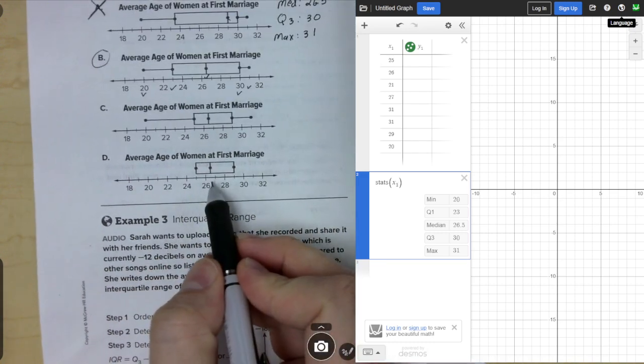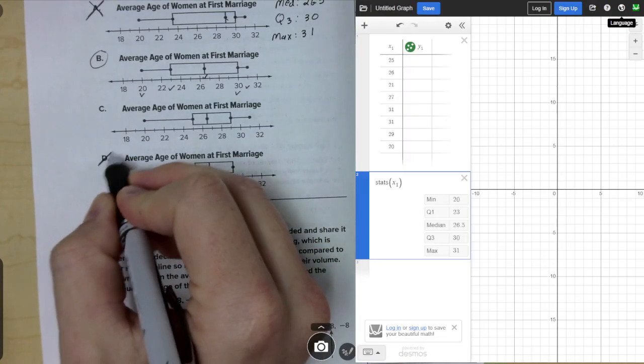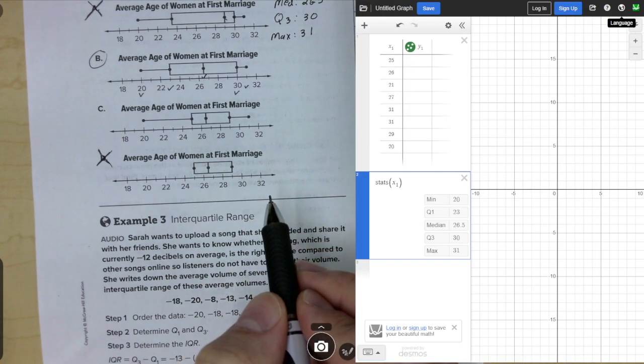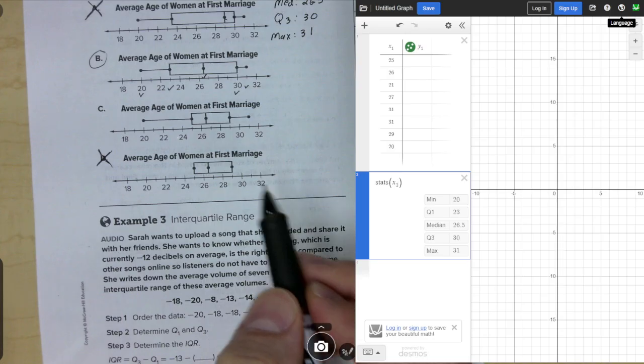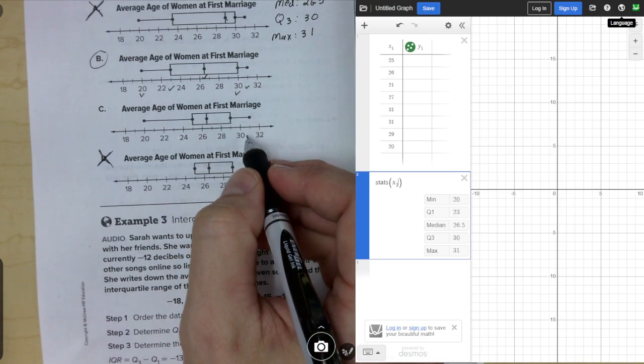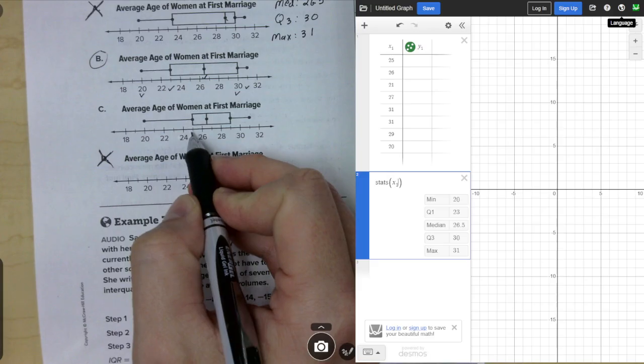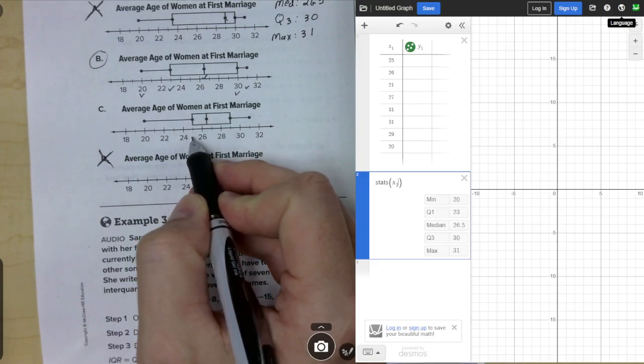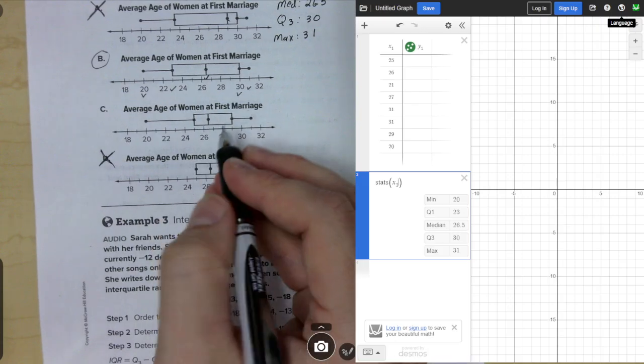If we take a look, D is out because D doesn't have the minimum and maximum values plotted. And if we take a look at C, let's see, it goes 20 to 31. Oh, here we go, look. Our Q1 value is off. It says Q1 is 24.5 instead of 23.